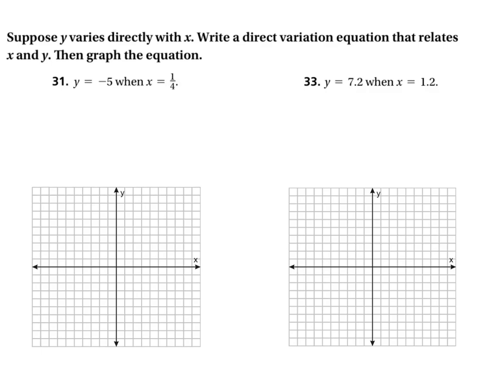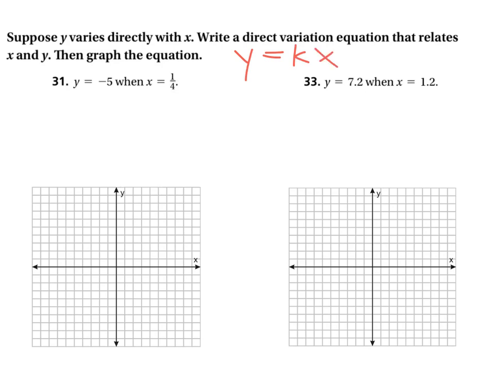Suppose y varies directly with x. They're telling us that we're dealing with a direct variation situation, and so they want us to write a direct variation equation that relates x and y. Well, what we need to do at the start of this is figure out what the k value is, because all of these equations will be written as y equals kx.